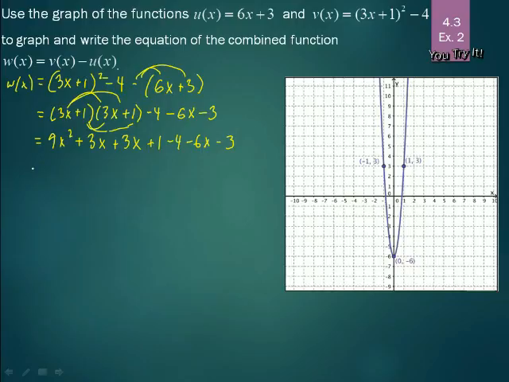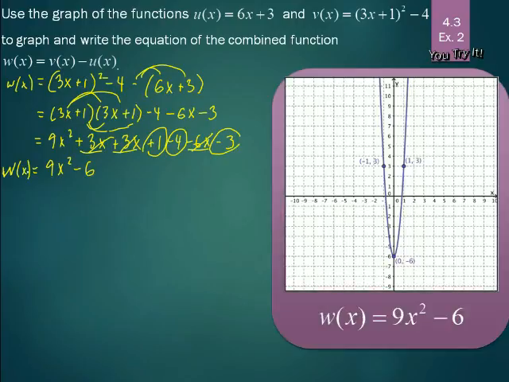So now that we've multiplied everything out that we can, and we've gotten rid of our parentheses, we can go ahead and combine like terms. We only have one x squared term, so we can write 9x squared, and then we have plus 3x, plus 3x, and minus 6x. So 3 plus 3 is 6, minus 6, well, that's just 0. So those add to 0. And then we have positive 1 minus 4, that's -3, minus 3 is -6. So our final answer will be w of x equals 9x squared minus 6, and then we have our graph.